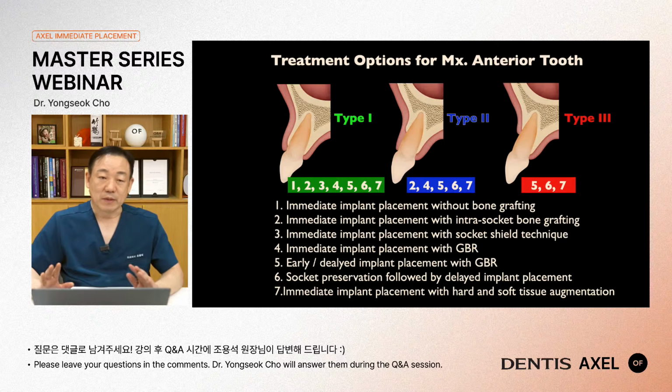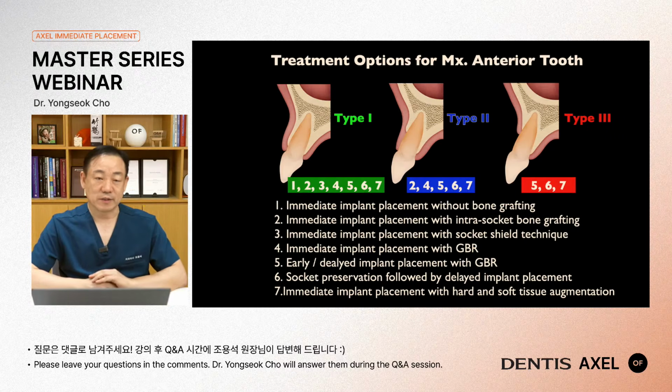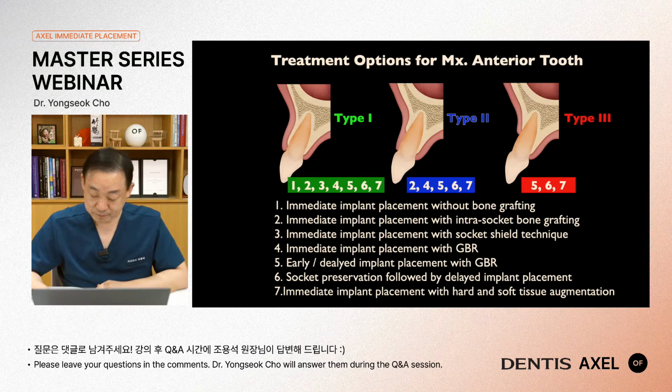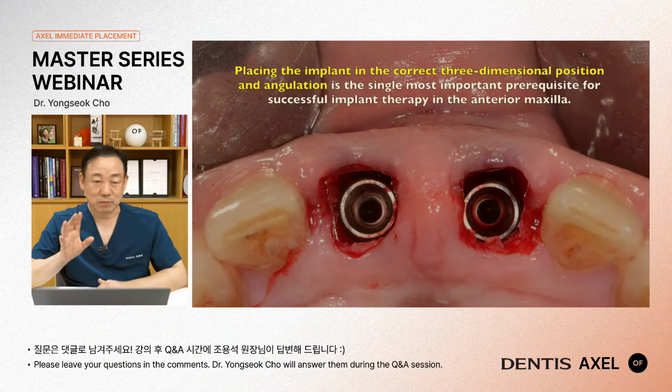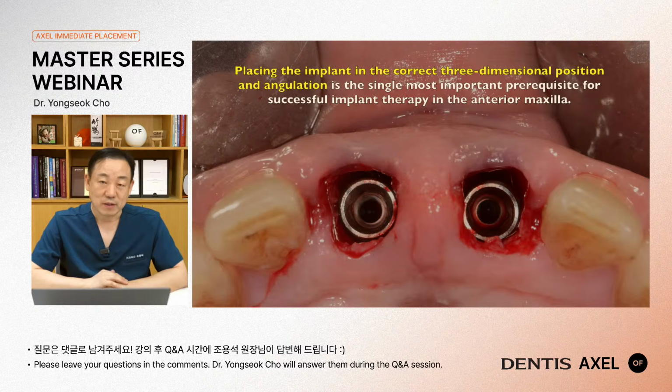So, depending on clinician's concept, you can select a different kind of options. Interestingly, in type 1 extraction socket, every option can be selected depending on clinician's preference. Type 2, several options can be selected. And type 3, less options exist. But most important thing is not the bone defect type itself actually.